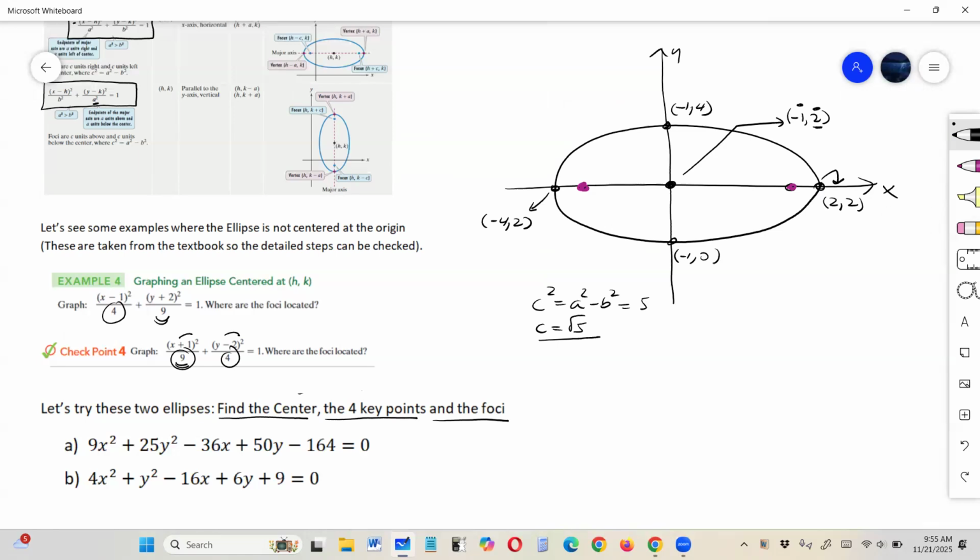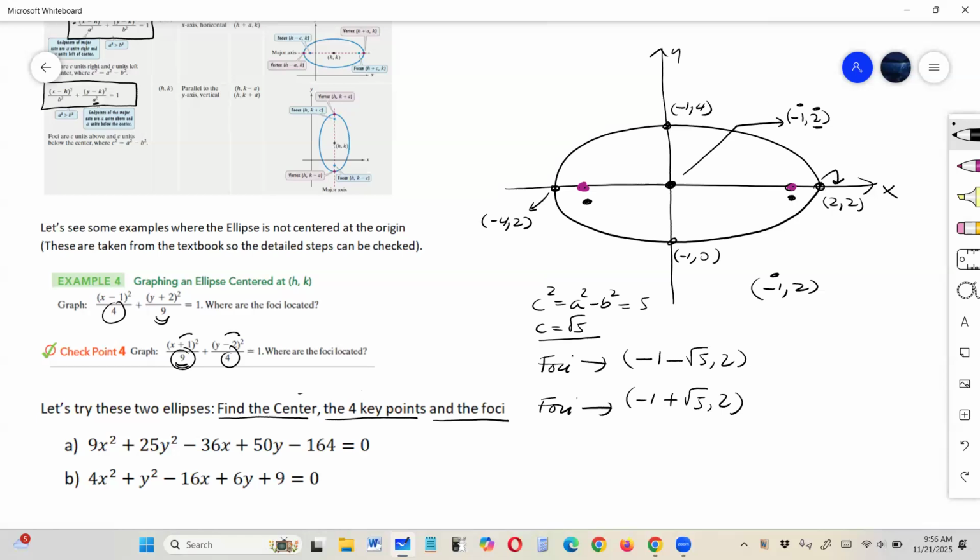All right, so because I'm on the x-axis now, I am altering the x coordinate. So my foci are -1 minus radical 5, comma 2. That's this one on the left, obviously. And -1 plus radical 5, comma 2 on the right. Okay, and that's all I have to do.